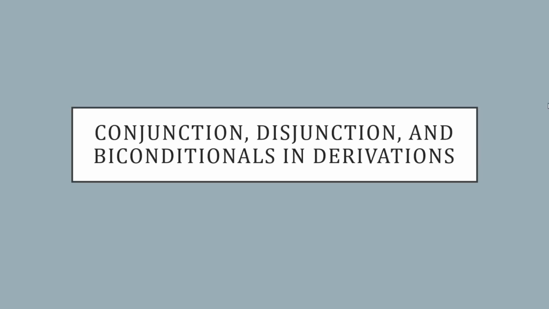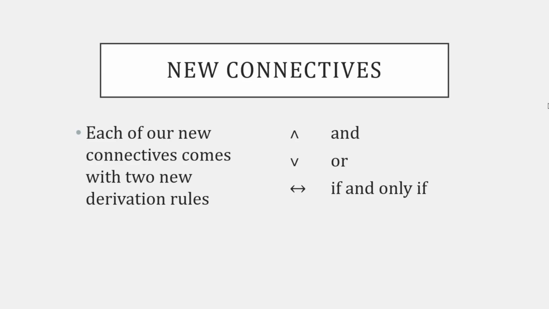If that's enough of that, let's move on to conjunction, disjunction, and biconditionals in derivations. So, last time we introduced these 3 new connectives, and I showed you their truth tables, and we talked a little bit about what they mean in terms of symbolizing them. Now we're going to introduce 2 new rules associated with each of them. So we got 6 new rules, meaning we've gone from 4 rules to 10. We've more than doubled the number of available rules.